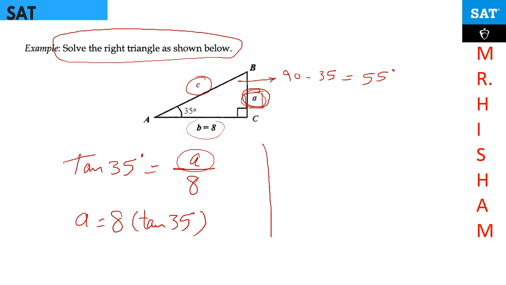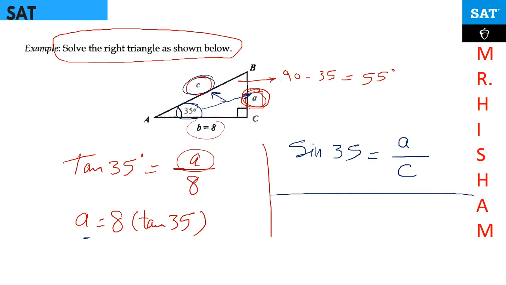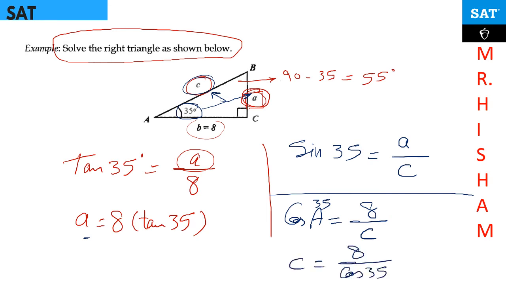What if I wanted to find the value of C? I can use sine of 35, sine of this angle, which is opposite, A, over hypotenuse. It's equal to A over C, and I already figured out the value of A. One of the students may ask me, Mr. Sham, can I use the cosine? For example, cosine of 35 is equal to 8 over C. Yes, and directly you can say that C is equal to 8 over cosine of 35.